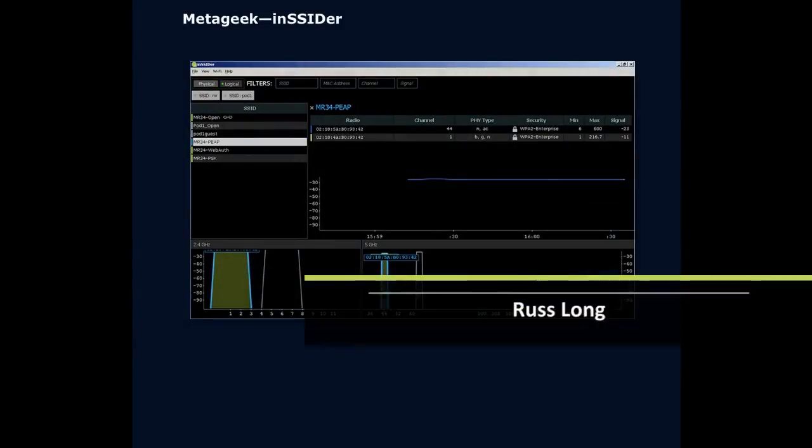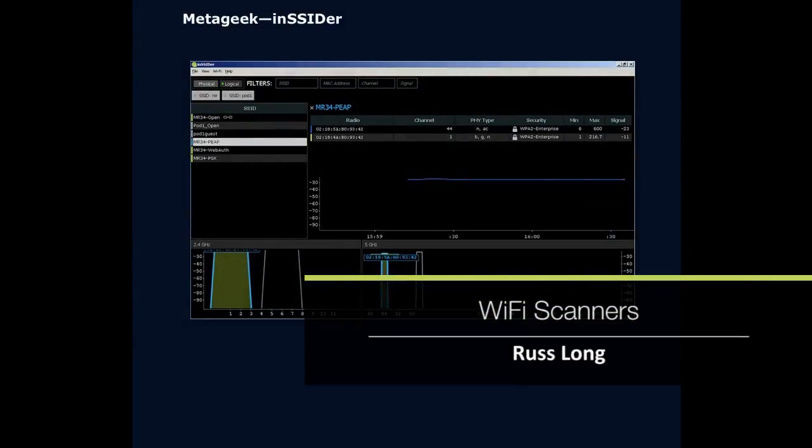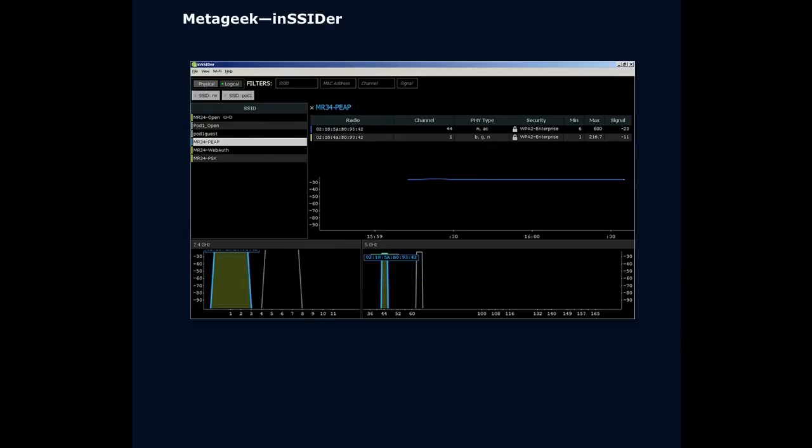So those were our spectrum analyzers. What about our Wi-Fi scanner? We're actually just going to scan these different channels and see what's going on. Well, first off, MetaGeek Insider. I like the name of that. So here we're looking at this is actually a Meraki product right there.